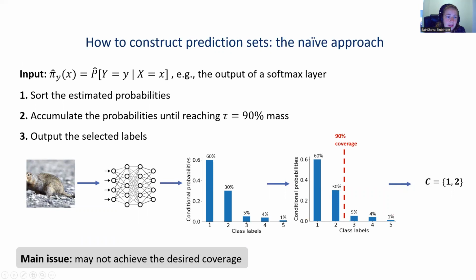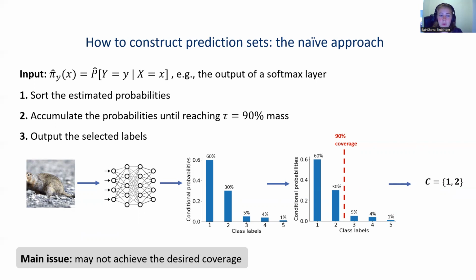So let's say we have an image and we want to produce such prediction sets. How do we do so? We pass it through some neural network and we get the estimated conditional probabilities, p hat of y given x. We sort these probabilities and we sum them up until reaching 90% coverage. 90% is our coverage level, which we denote by tau. In this case, our prediction set includes labels 1 and 2. The problem with this naive approach is that it may not achieve the desired coverage.